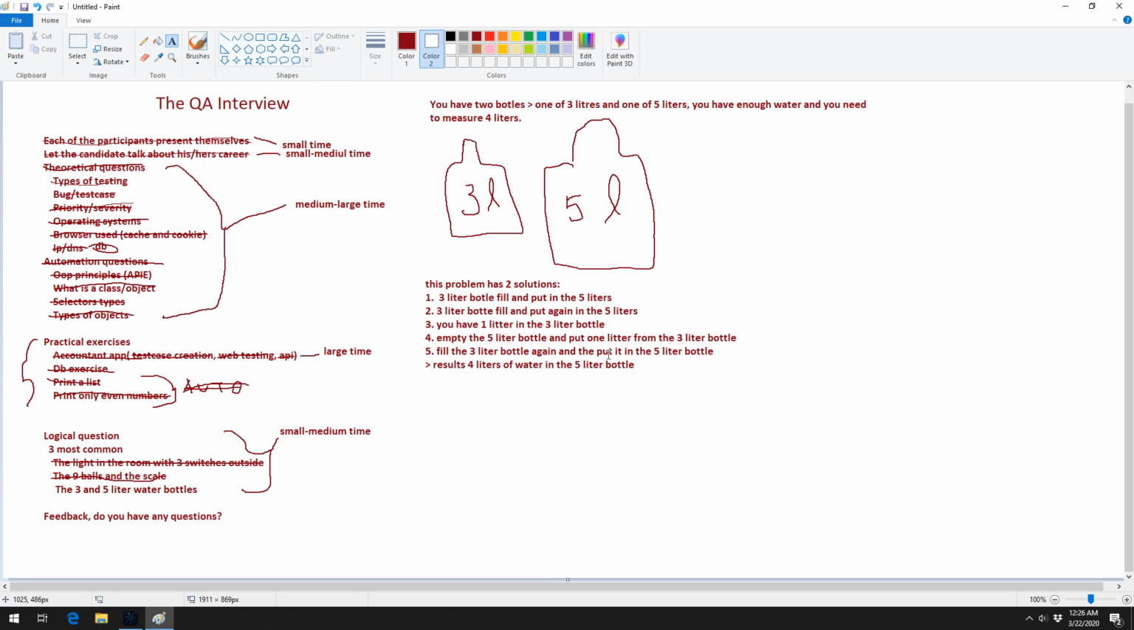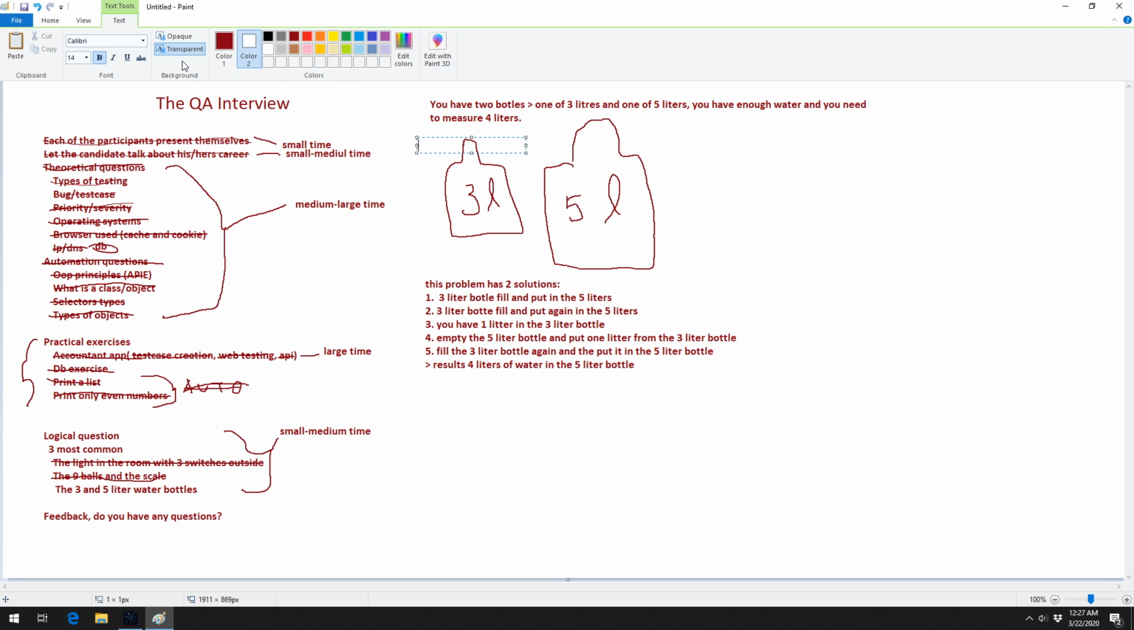If you watch some movies, this problem was also in Die Hard. I don't remember which Die Hard, but when they were at the fountain and there was a bomb, they had to defuse the bomb by solving exactly this problem. They need to put 4 liters of water on the scale so the bomb won't explode. But you can look it up, it's really nice. This always reminds me of that movie.